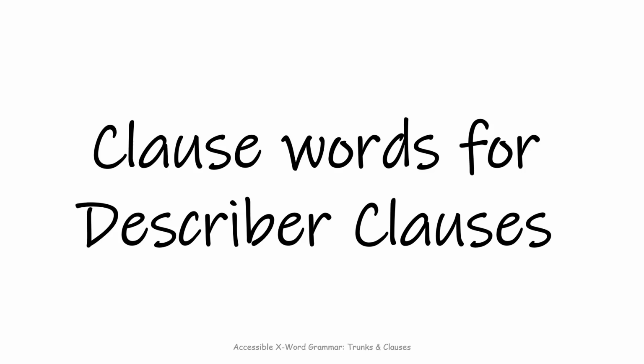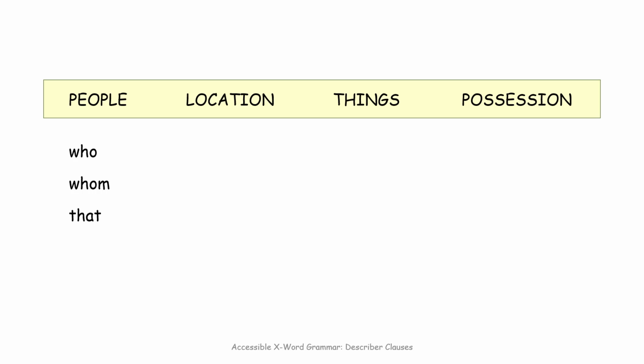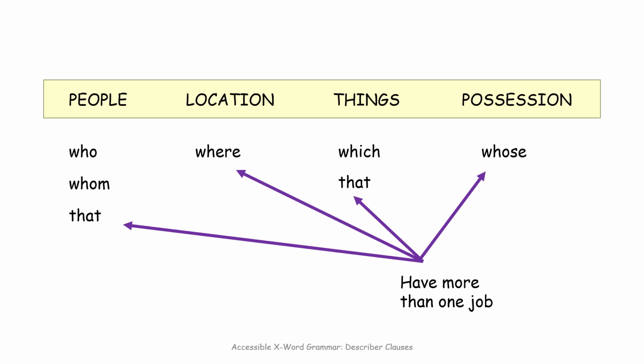Clause words for describer clauses. The describer clause words for people are who, whom, and that. The describer clause word for location is where. Describer clause words for things are which and that. And for possession, use whose. That is very common because it can be used for people or things. All of these words have more than one job in English, but right now they are only introducing a clause.